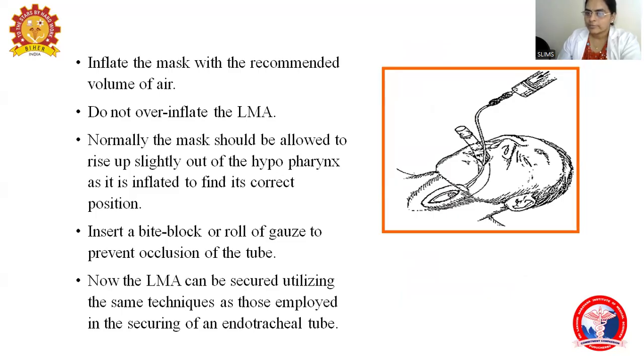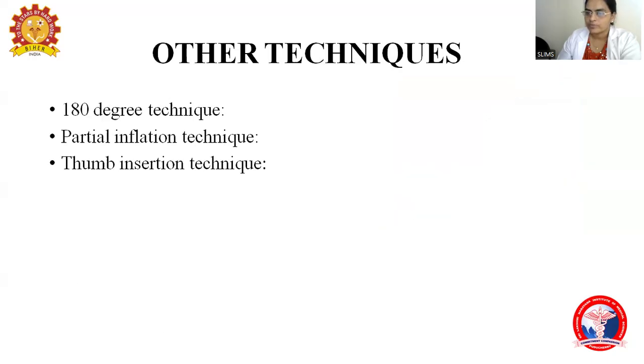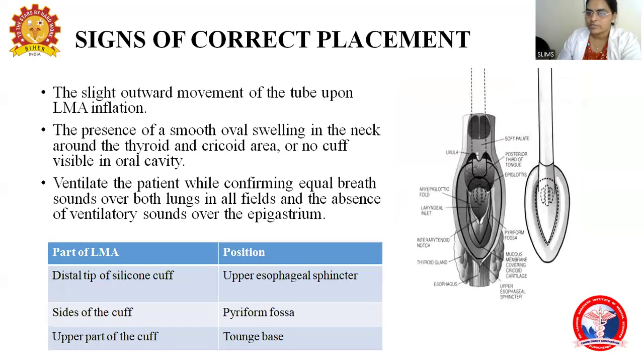Inflate the mask with the recommended volume of air. Don't overinflate the LMA. Normally, the mask should be allowed to rise up slightly out of the hypopharynx as it is inflated to find its correct position. Insert a bite block or roll of gauze to prevent occlusion of the tube. Now the LMA can be secured using the same techniques as those employed in securing an endotracheal tube. There are other techniques, called the 180-degree technique, partial inflation technique, and thumb insertion technique.